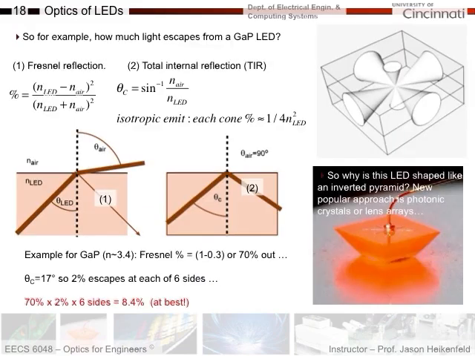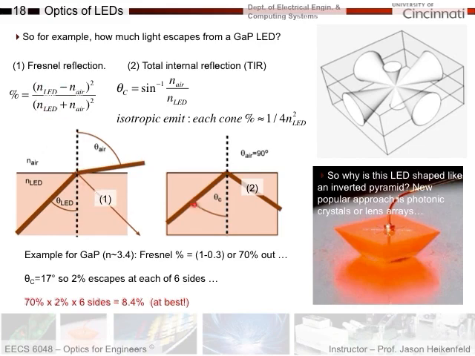So if we're talking about light and total internal reflection, how much light escapes from, let's say for example, a gallium phosphide LED, which would be greenish yellow in color? Well, if this is the LED and it has a high refractive index inside, which for gallium phosphide is 3.4, and this is air, then we always have some Fresnel reflection, even outside the critical angle where we can get refraction out. So there's some loss there.